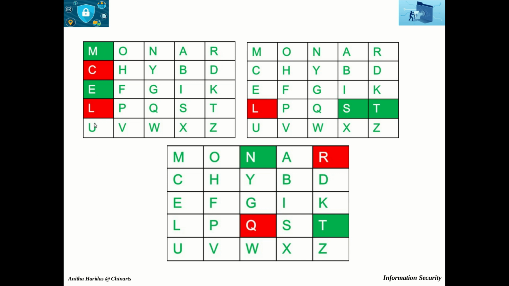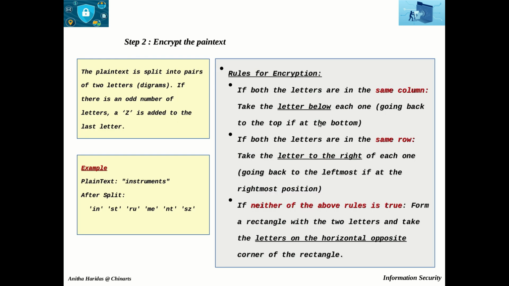If you have U as the plain text in your example or in your message to be encrypted, for U there is no letter below U. So what do we have to do? We go back to the top if the character is at the bottom.